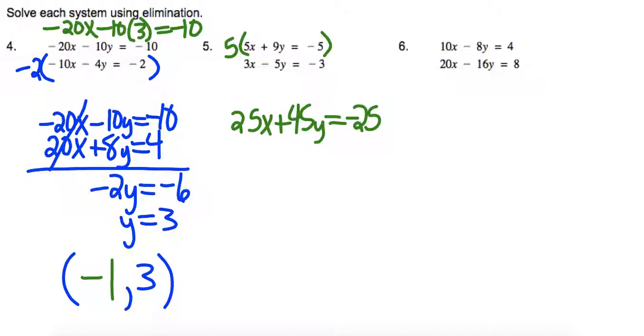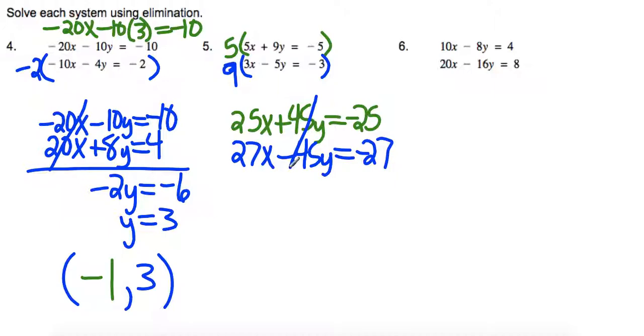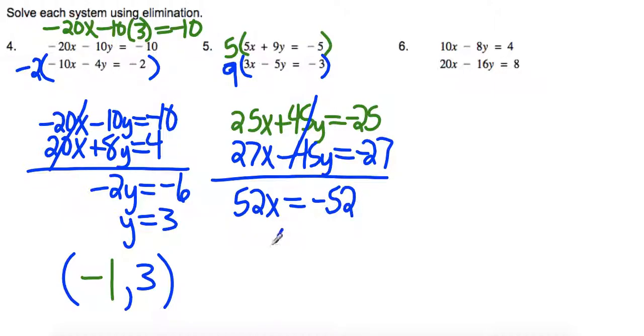And I'm going to multiply this equation by 9, sorry. So I get 27x minus 45y equals negative 27. Now, those are not beautiful numbers, but these do cancel out, and that's what I was going for. So when I add my x's, I get 52x equals negative 52. And so x equals negative 1.